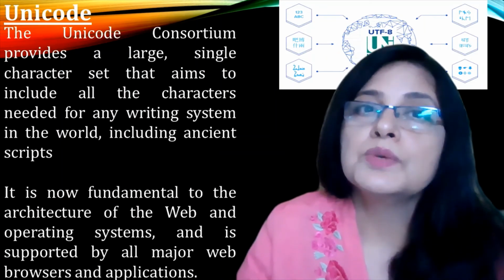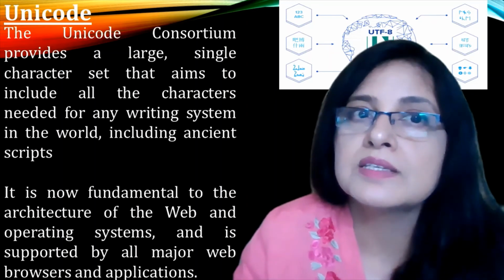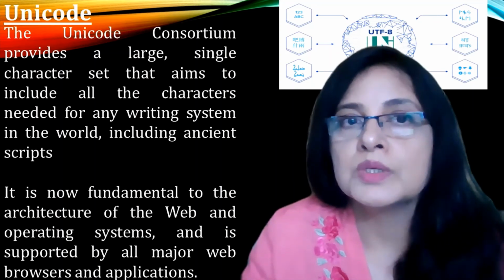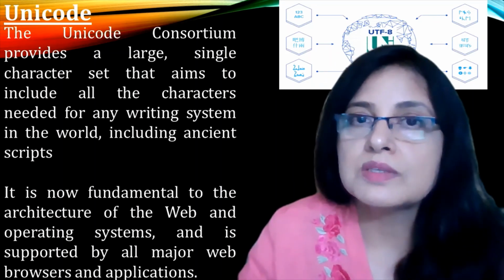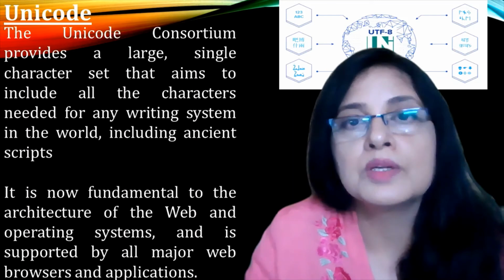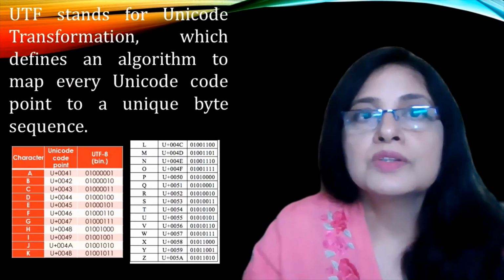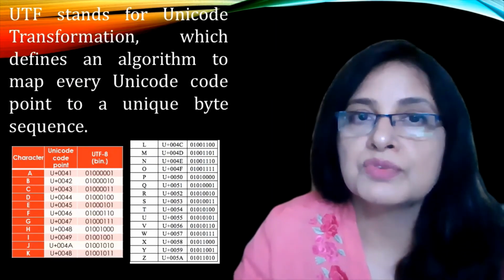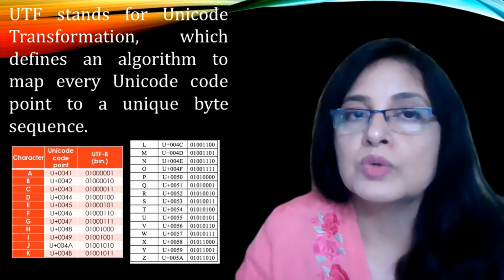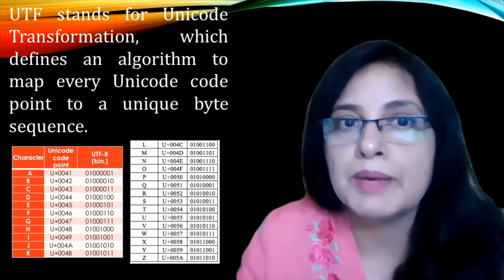Then the Unicode consortium provided a large single character set that aimed at including all characters for all languages all around the world, even ancient scripts. Now, this was important because all websites around the world can now translate into their local language, and it has made the web more inclusive in a sense. Now, the UTF, which stands for Unicode Transformation Format, basically defines an algorithm to map every Unicode code point to a unique byte sequence. So this is the one that converts it into its binary form.